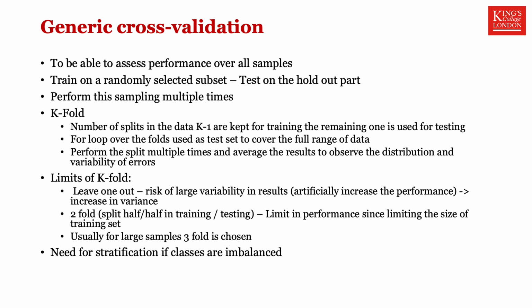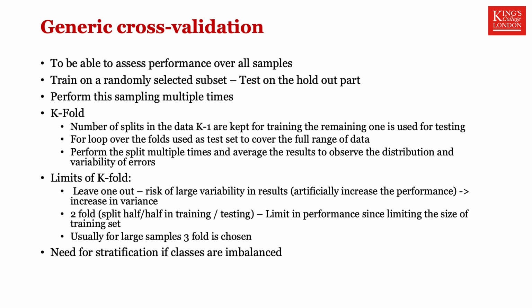On the other end of the spectrum, you have the two-fold cross-validation, which is mainly when you split half-half into training and testing, and you end up with a strong limit in performance because you are massively limiting the size of the training set. So usually what happens is that for very large samples, 3 or 5 folds are chosen, and you go towards leave one out when you have very small samples. That's practically what is done.